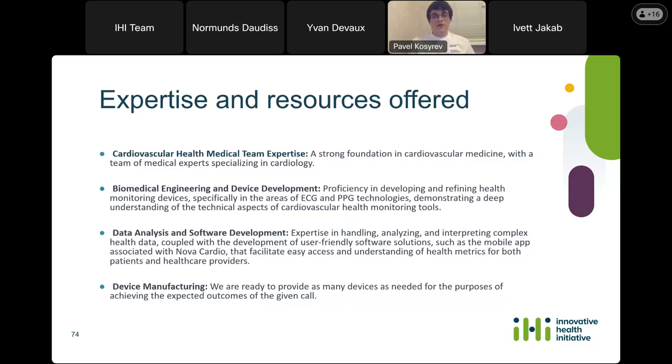We can manufacture as many of those devices as needed for this project to show how those outcomes can be met within the call.